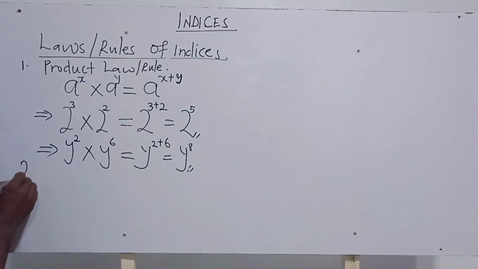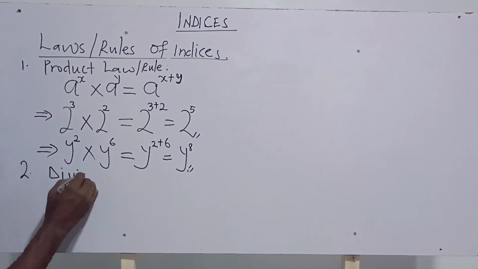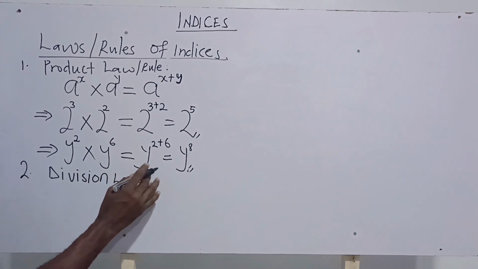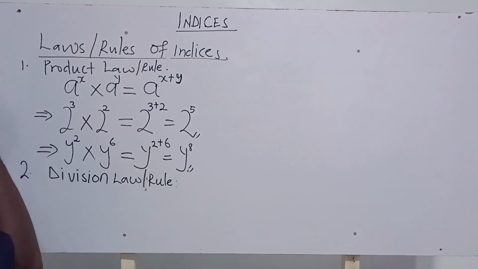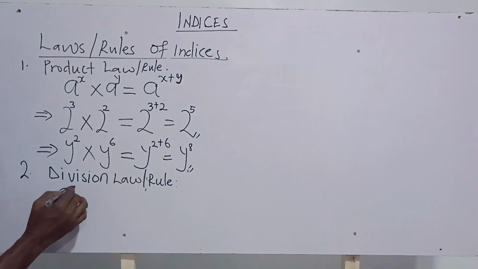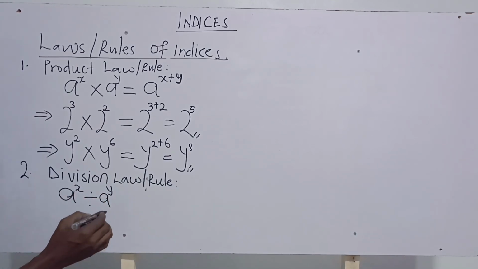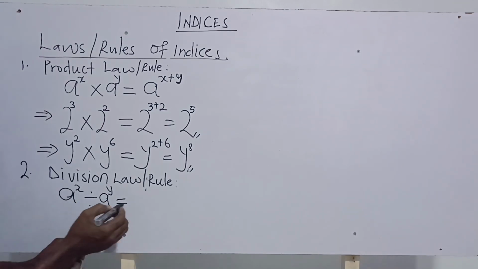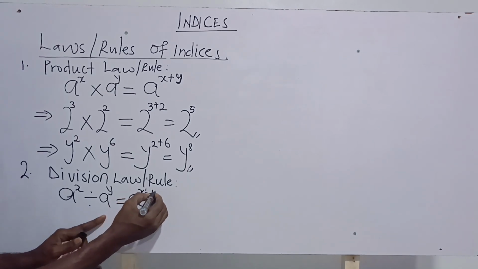Then the second one is the one we call division law or rule. Division law simply says a raised to power x divided by a raised to power y is equal to, they are having the same base, you pick the base and you subtract the indices.